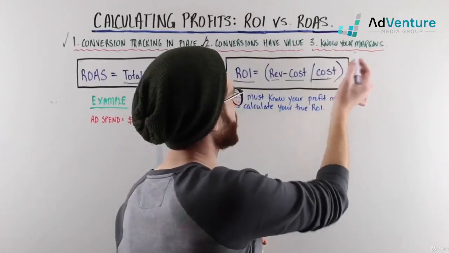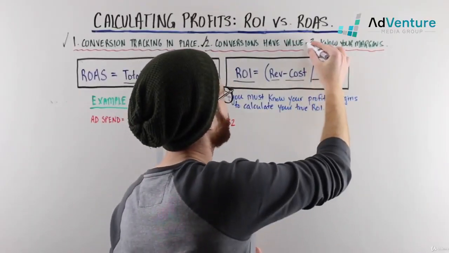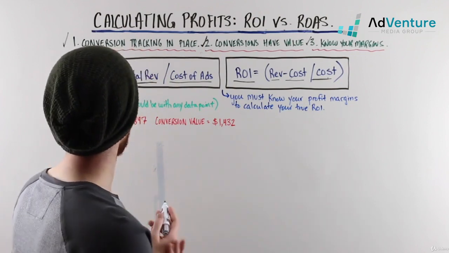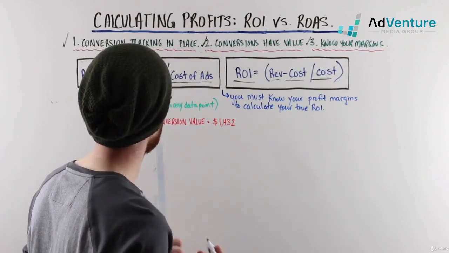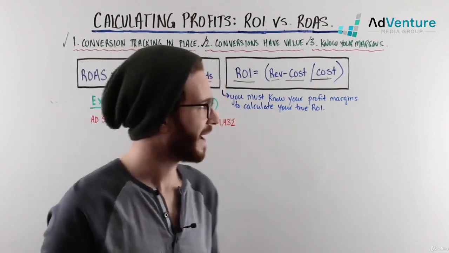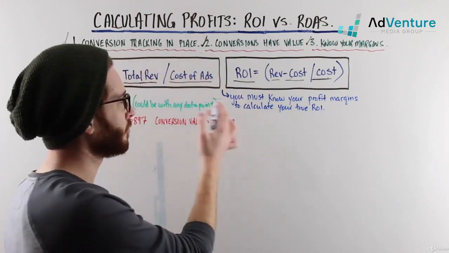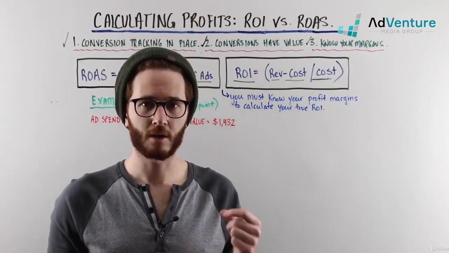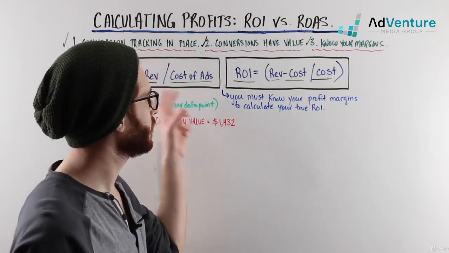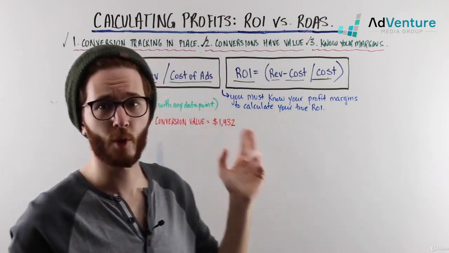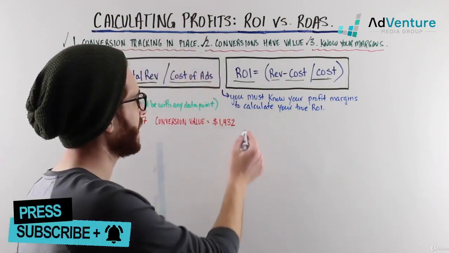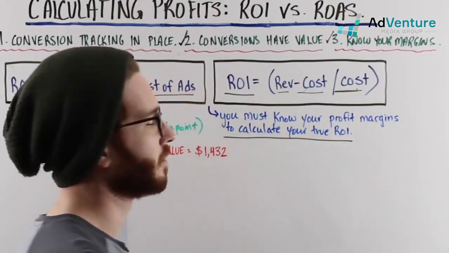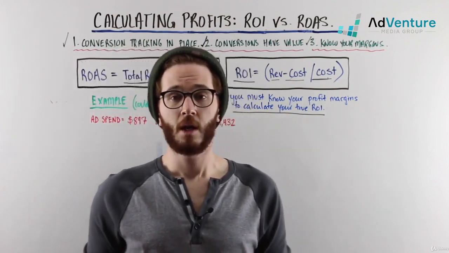And number 3, you need to know your margins, like we just said, okay? So you have 3 primary prerequisites to tracking conversions. And now we have our 2 formulas. We have ROAS, return on ad spend, which is total revenue divided by cost of advertising, and ROI, which is revenue from the advertising minus the cost of advertising, divided by the cost of advertising. Okay, these are 2 formulas that are super important for you to remember. And of course, don't forget, in order to calculate ROI, you need to know your profit margins. Okay, so those are some really important things.